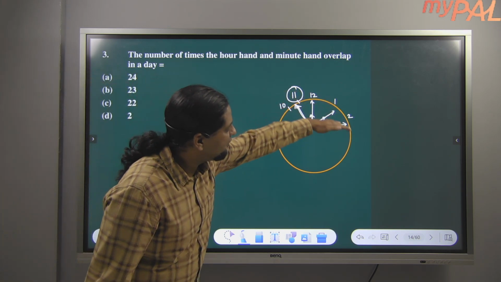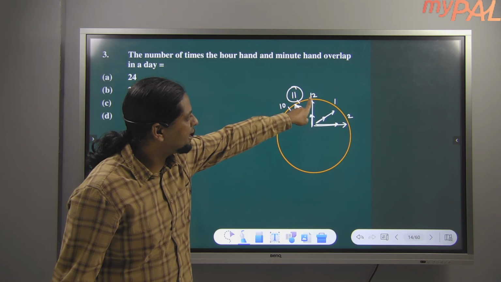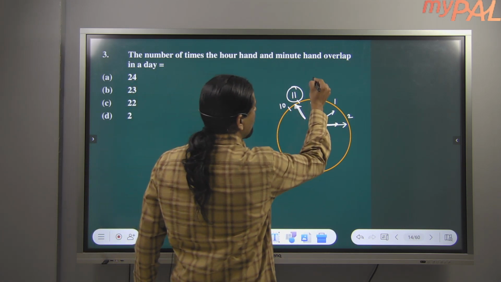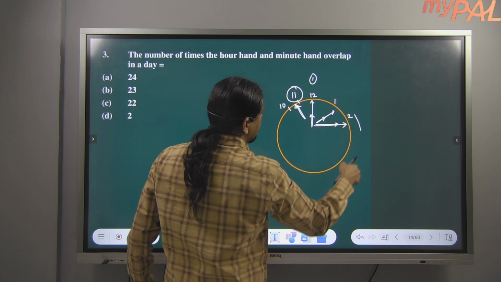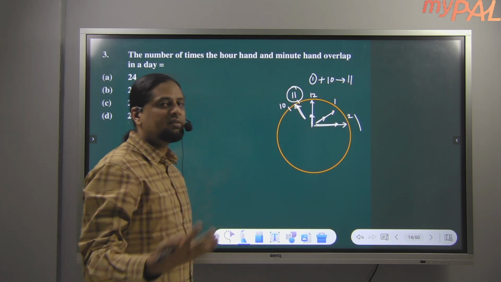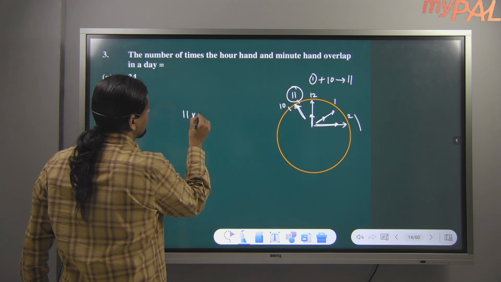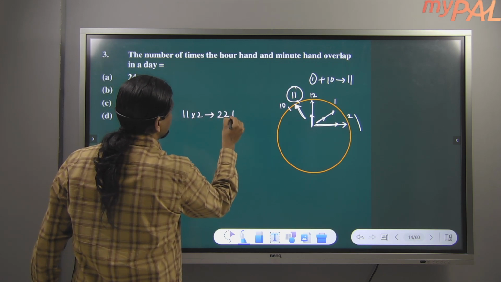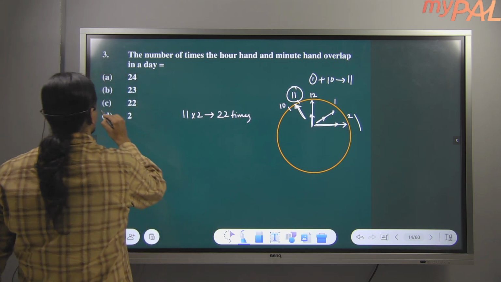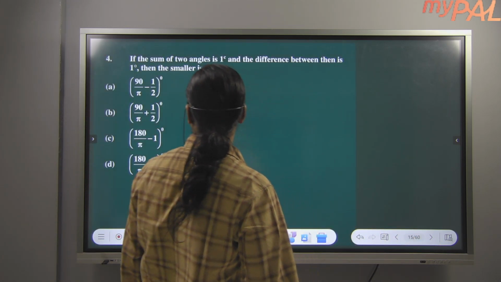So in every 12 hours, how many times do they overlap? If we start from 12, that is 1 time, then 10 times, so 1 plus 10. So it is overlapping 11 times for every 12 hours. So in one day, how many times does it overlap? 11 into 2 times. It's going to overlap how many? 22 times in one day. So C is going to be the answer. Done? So let's have a look at the next question.